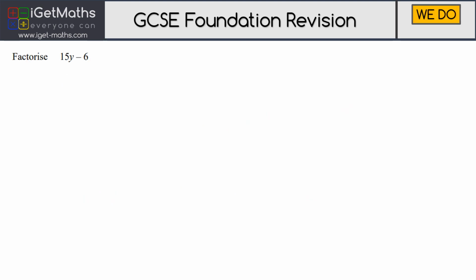So it says factorize 15y minus 6. So the first thing we need to do is find the highest common factor for both terms. So we've got 15y and 6. So the highest common factor for both of those is 3. So you're going to put 3 on the outside, and then you're going to draw a bracket.